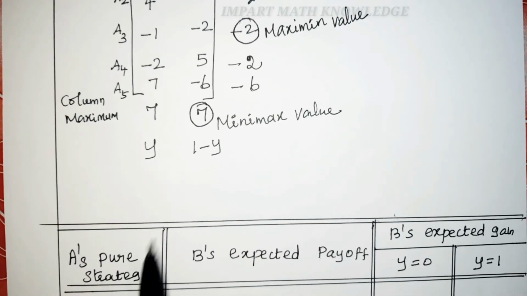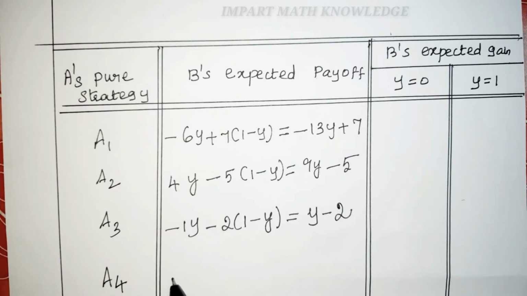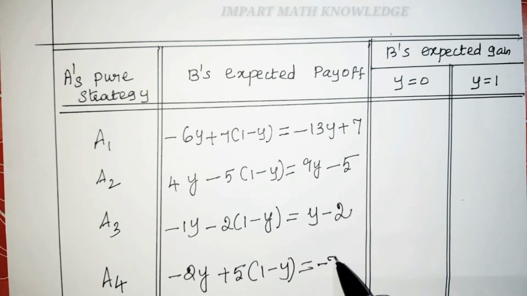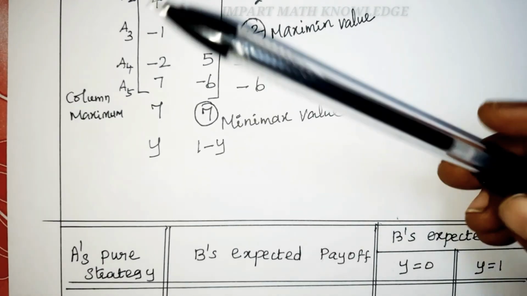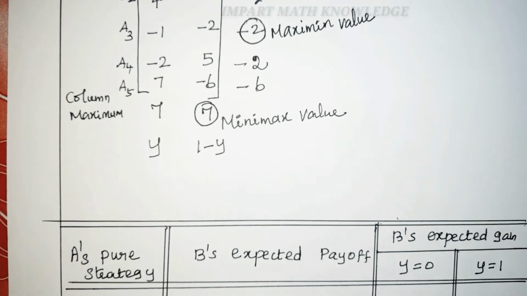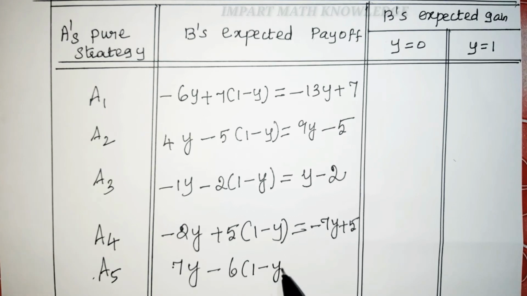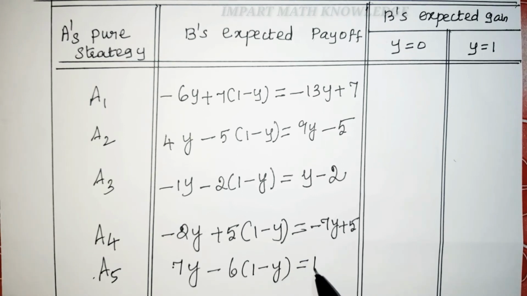Next value, minus 2 into y plus 5 into 1 minus y. This is equal to minus 7y plus 5. Now the last one is 7 into y minus 6 into 1 minus y. This is equal to 13y minus 6.